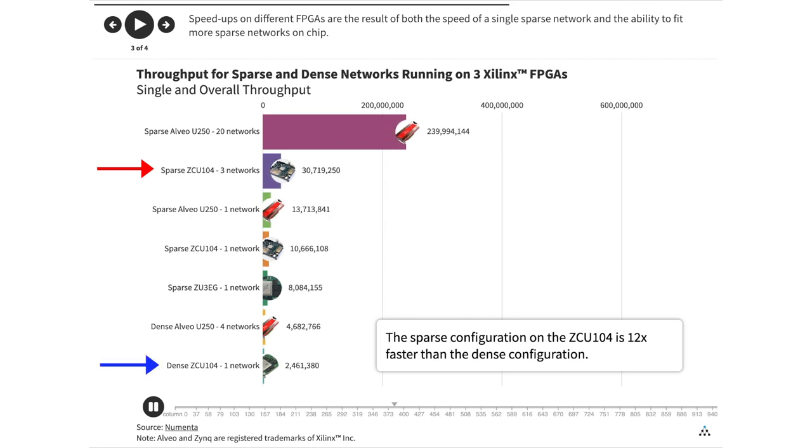The overall system speedup is due in part to the speed of a single sparse network, which can process more than 27,000 words per second, combined with the fact that we can fit 3 sparse networks on this chip.